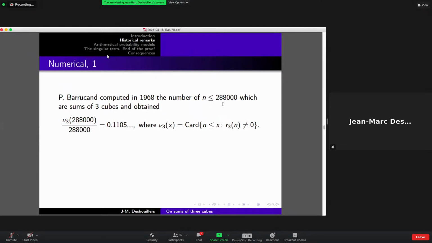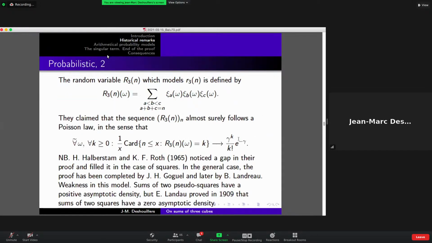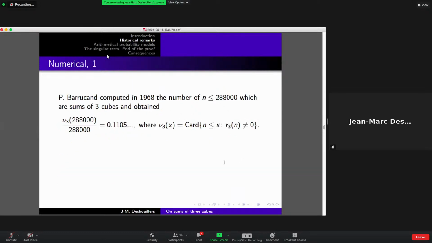He stopped at something like about 360, and he found a density up to this point of 0.1105. And remember, this is interesting, that it is already below. This is a decreasing function, he observes, and this is already below the value which will be given by the model here, which will give this 0.111 and so on. So we are below this. So again, even for cube, this model shouldn't be very good. This is why it was not clear to understand whether three cubes should have a positive density or not.